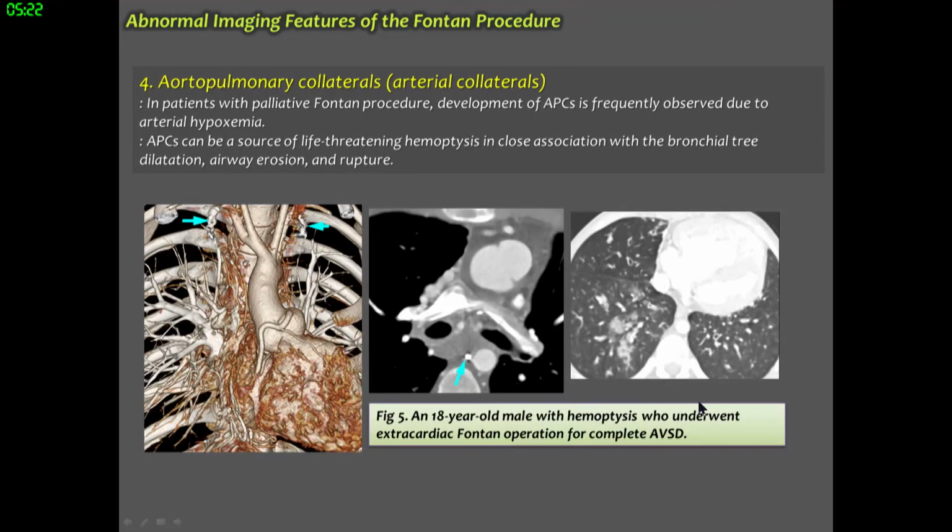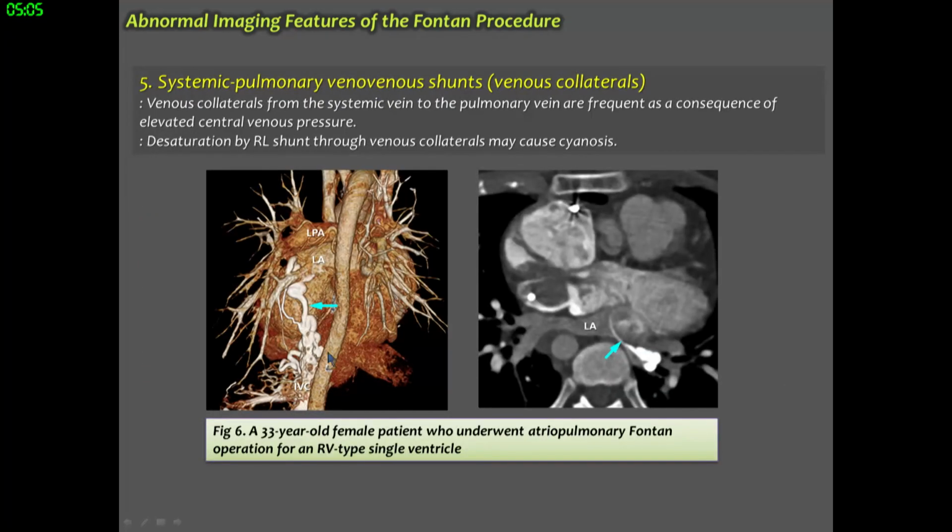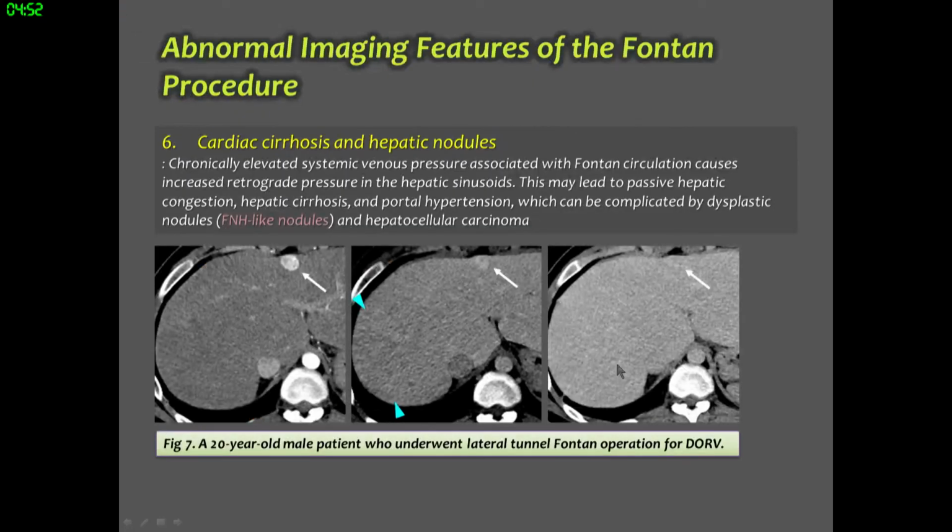In patients with palliative Fontan procedure, development of APCs is frequently observed due to arterial hypoxemia. APCs can be a source of life-threatening hemoptysis in close association with bronchial artery dilatation, airway erosion, and rupture. Venous collaterals from the systemic vein to pulmonary vein are frequent as a consequence of elevated central venous pressure. Desaturation by arterial shunt through venous collaterals may cause cyanosis.